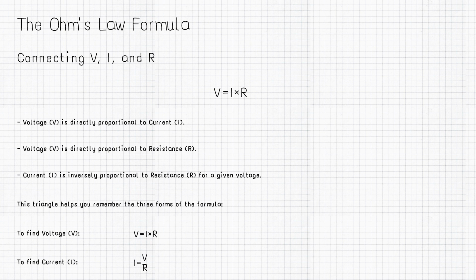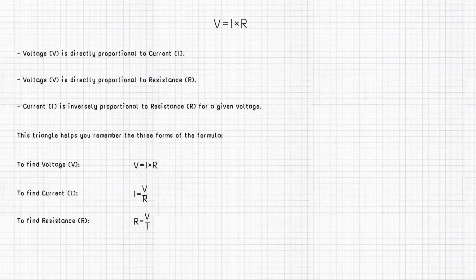If you need to calculate the current, you divide the voltage by the resistance. This means current equals voltage divided by resistance. And to determine the resistance, you divide the voltage by the current. Therefore, resistance equals voltage divided by current.